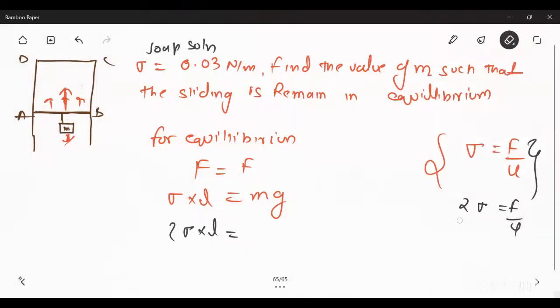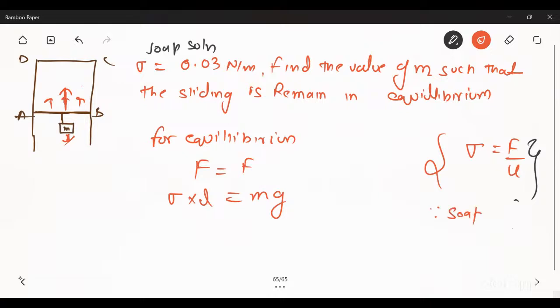You can write here, since soap solution has two surfaces, both surfaces will apply the force. So that is equal to 2F, which means 2 sigma into L. So 2 sigma into L is equal to m into g. We have to find the value of m.